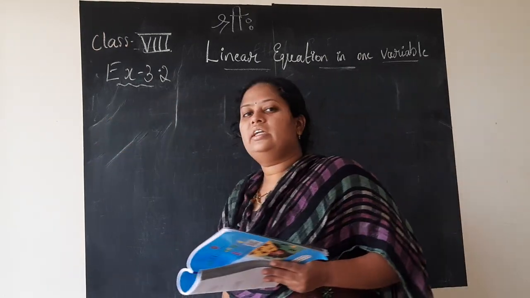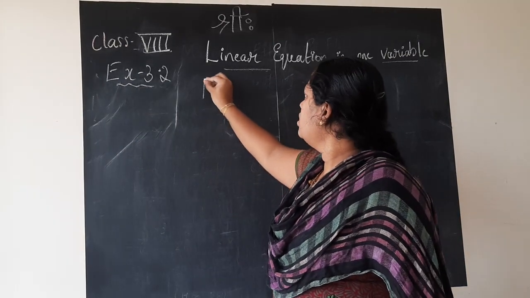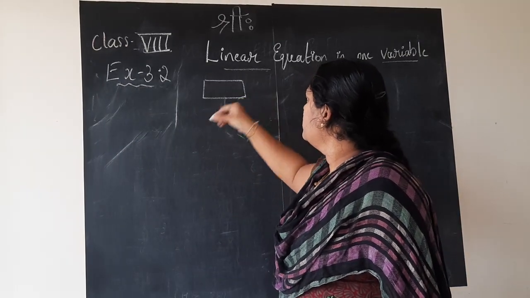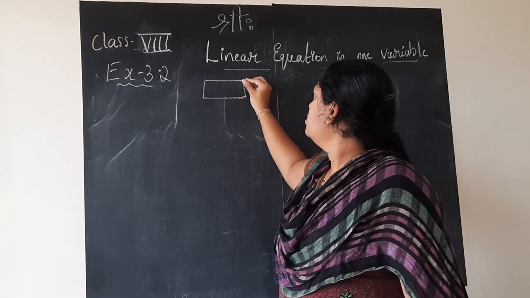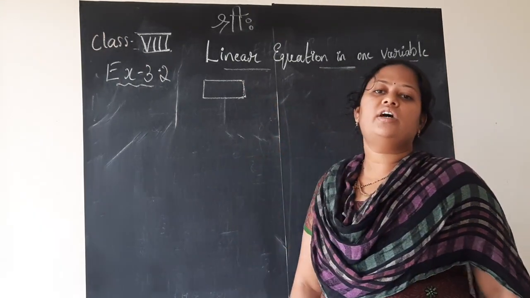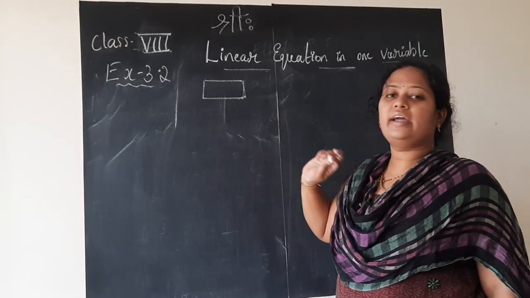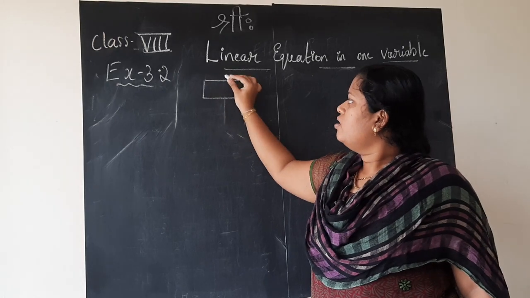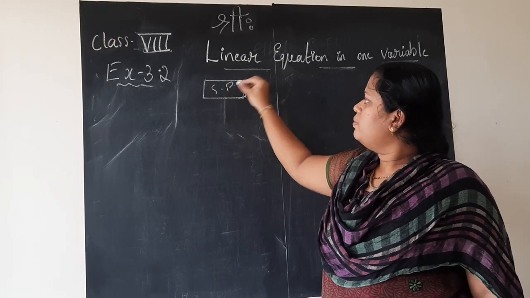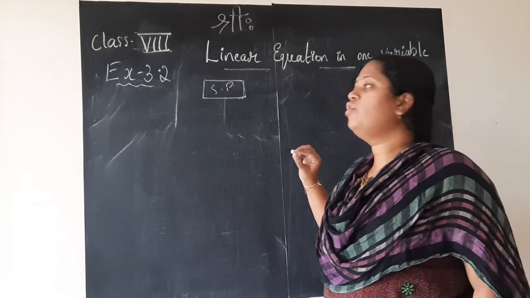If you consider any square or a rectangle, children, the sum of all the four sides gives you the perimeter. So which shape's perimeter? The perimeter of a rectangular swimming pool. So the swimming pool is in the shape of a rectangle. So this is the rectangle. This is the swimming pool in rectangular shape. Its perimeter is 154 meter itself.